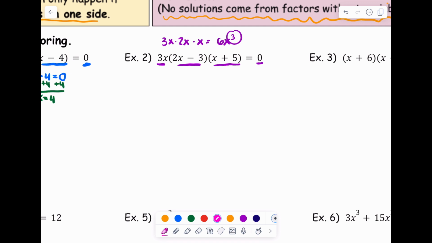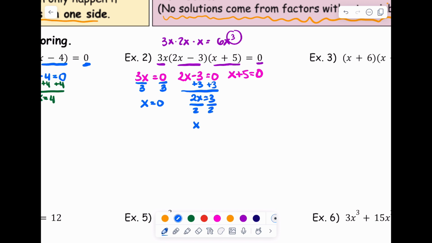So let's set each factor equal to 0. Each factor has a variable. So we're going to set each factor to 0: 3x equals 0, 2x minus 3 equals 0, x plus 5 equals 0. And now we're going to solve. Dividing by 3, x is equal to 0. Add 3. 2x is equal to 3. Divide by 2. x is equal to 3 halves. And then subtract 5. Cool. So now x is equal to -5. So in this situation, we had 3.